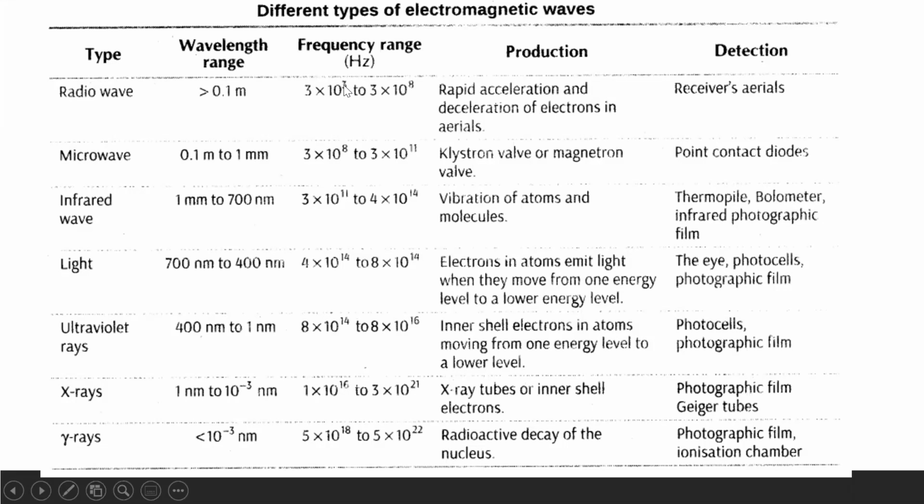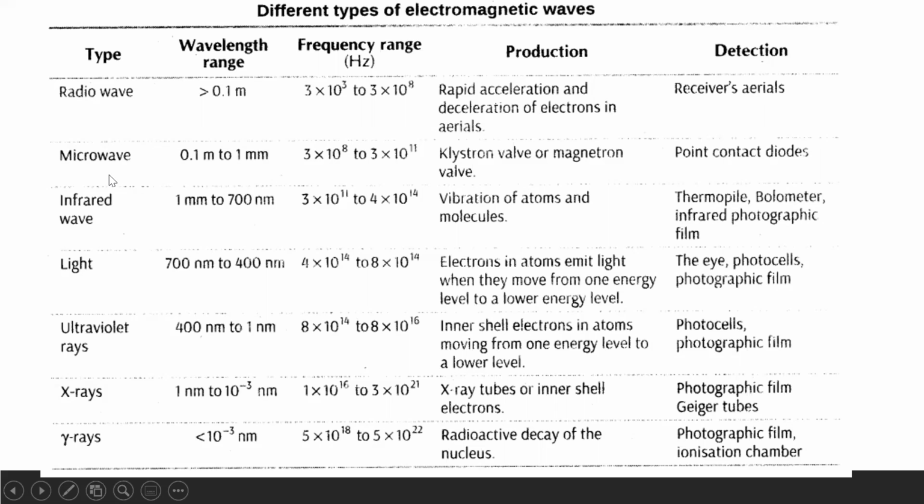So radio waves are produced by the rapid acceleration and deceleration of electrons in aerials. You must have seen aerials above buildings that give out radiations or receive radiation. These are called receivers, aerials which are present to detect the radio waves. Radio waves also include the TV signals. So all broadcasting is done at the frequency range for radio waves, and they are produced with some aerials and they are also received with another aerial.